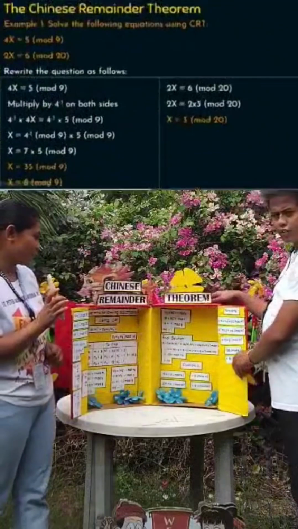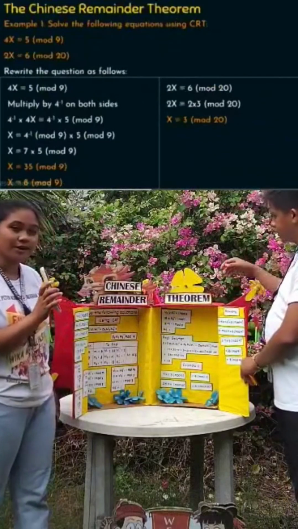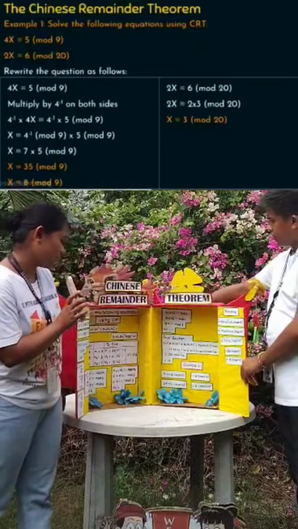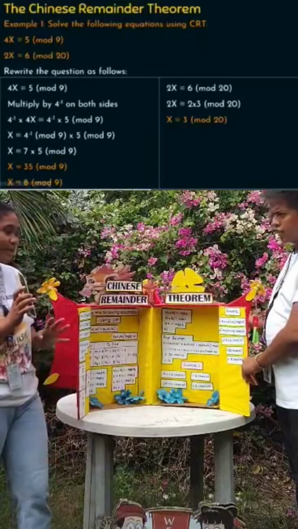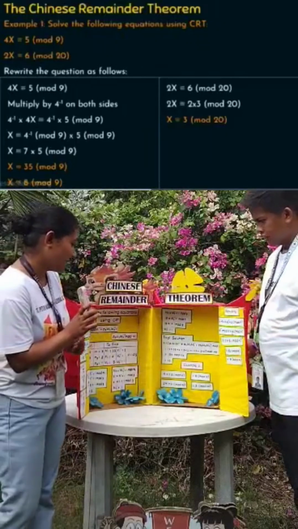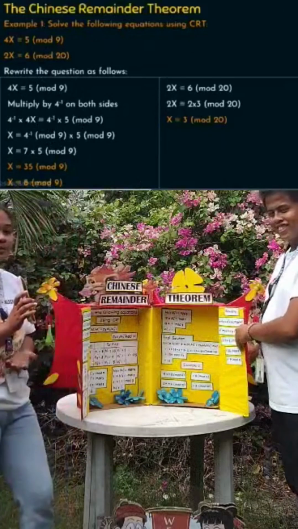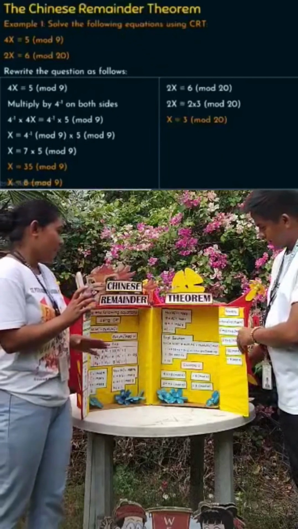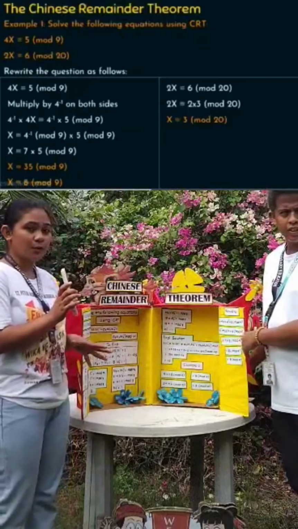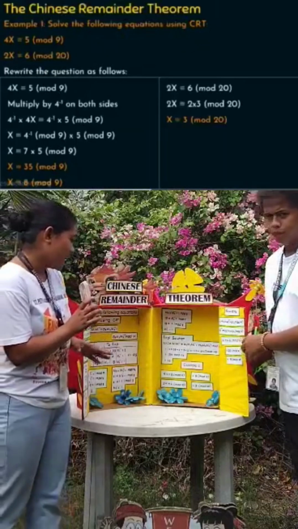So for the second example, we have two congruent equations. First is 4x is congruent to 5 mod 9 and 2x is congruent to 6 mod 20. So here we can see that it's a little different from the first example, since here we have 4x and 2x. So in this example, we have to apply a little bit of a trick. And first, what we're going to do is rewrite the equation.